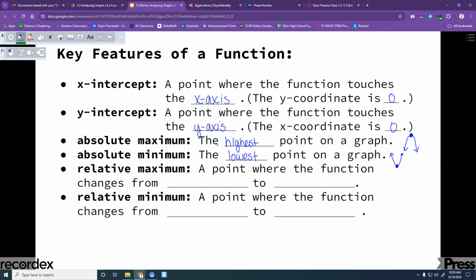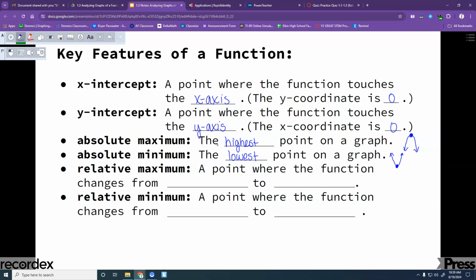Absolute maximum, absolute minimum. If we're talking about a parabola, we call it a vertex. This applies to all kinds of functions, so we don't always call them vertices, but for a parabola, you would call it a vertex. And then we can also have a relative maximum or minimum.